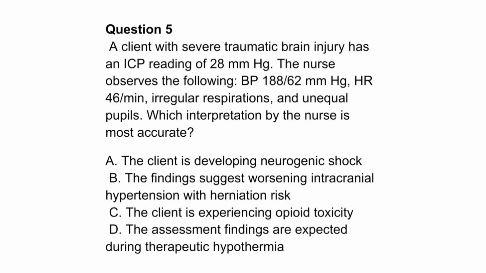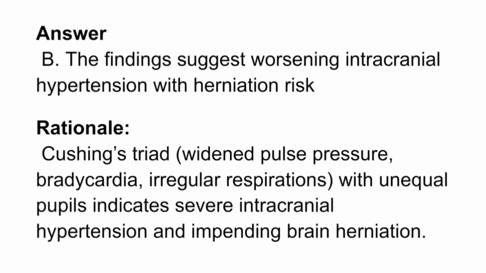A. The client is developing neurogenic shock. B. The findings suggest worsening intracranial hypertension with herniation risk. C. The client is experiencing opioid toxicity. D. The assessment findings are expected during therapeutic hypothermia. Answer: B. The findings suggest worsening intracranial hypertension with herniation risk.